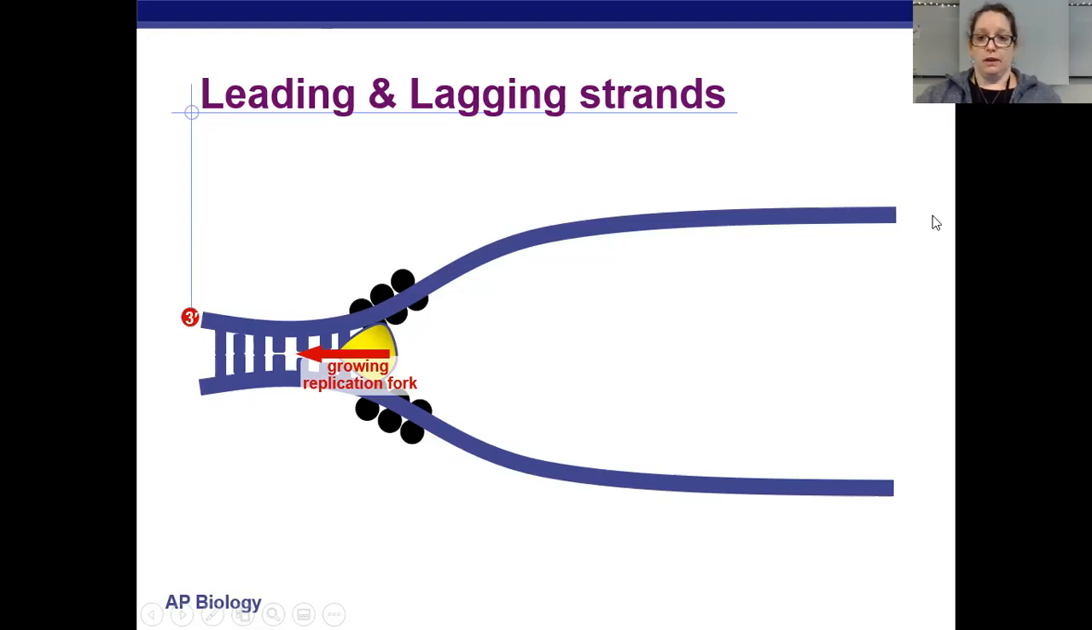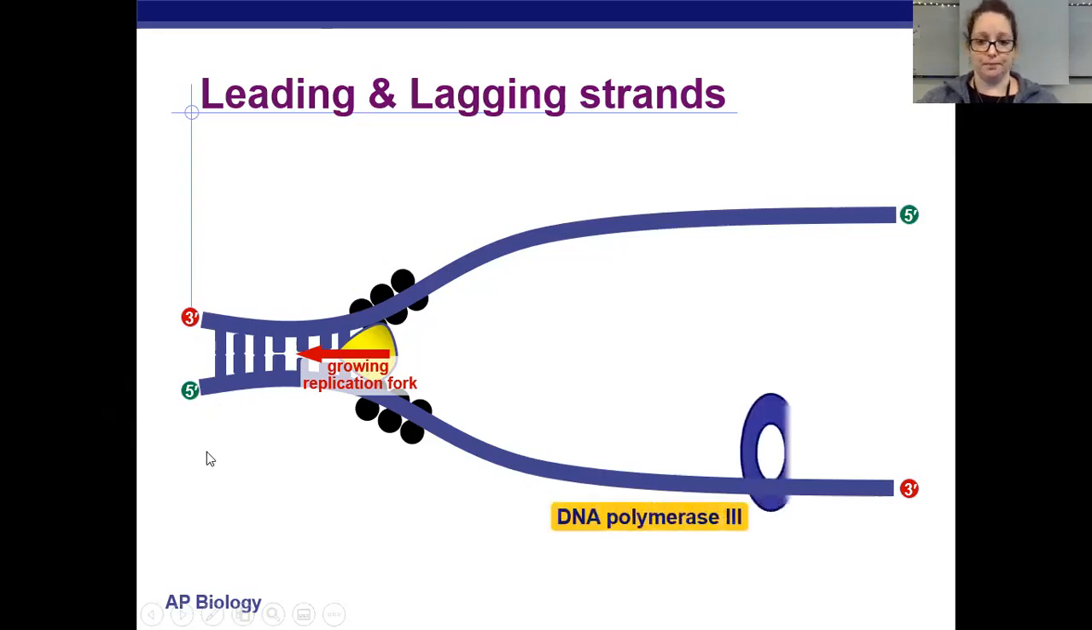So 3' to 5', 5' to 3'. You'll always want to make sure you have those marked. Anytime you're doing any kind of testing that has the two strands, in your DNA structure homework packet, every time you see it, you want to make sure the first thing you do is mark the 5' and 3' positions so that you'll know which one's leading and which one's lagging.